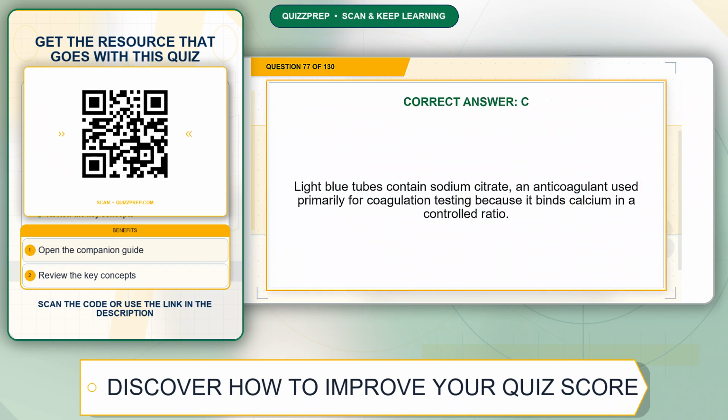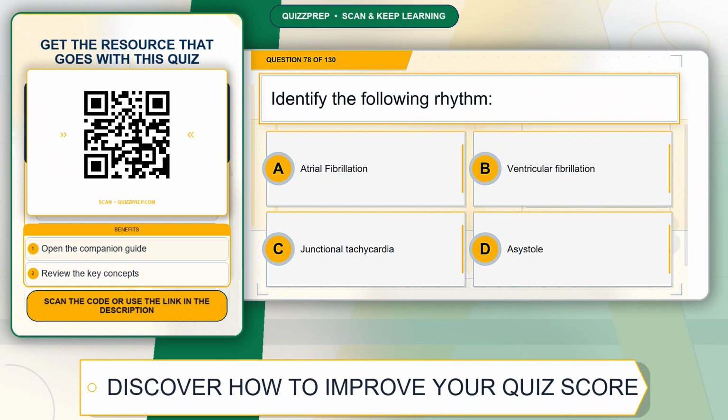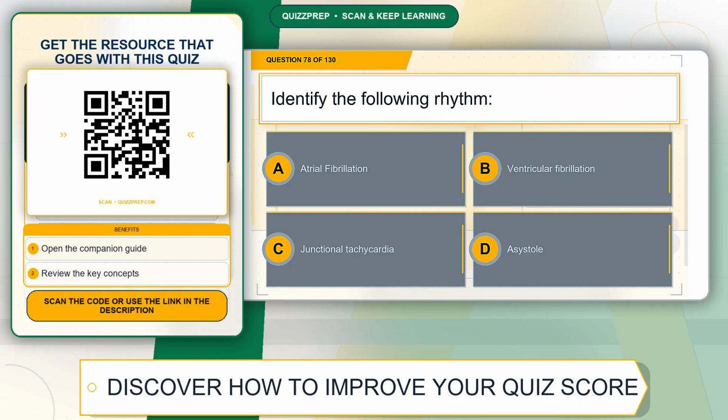Explanation. Light blue tubes contain sodium citrate, an anticoagulant used primarily for coagulation testing because it binds calcium in a controlled ratio. Question 78. Identify the following rhythm. Option A, atrial fibrillation. Option B, ventricular fibrillation. Option C, junctional tachycardia. Option D, asystole. The correct answer is now shown.